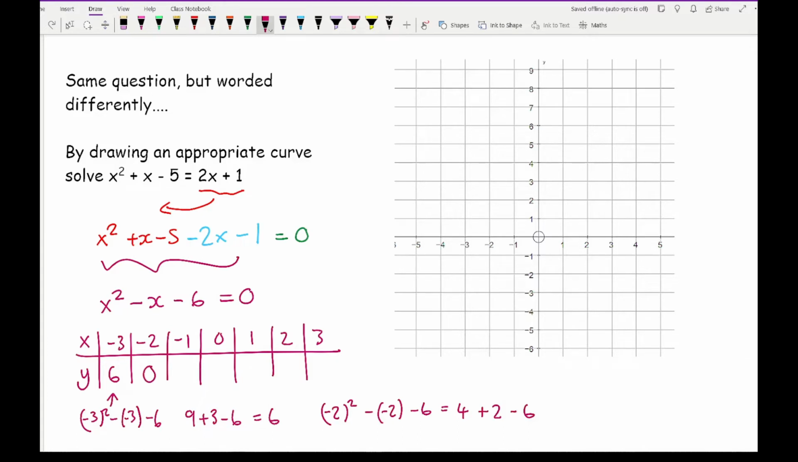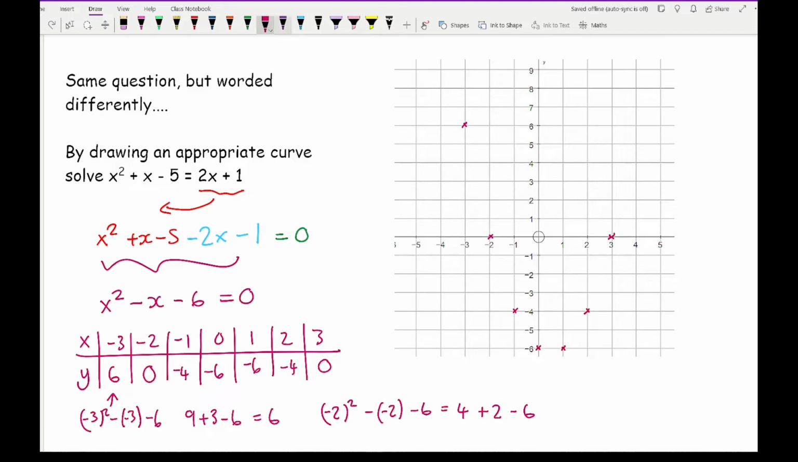And then filling in the rest, I should have -4, -6, -6, -4 and 0. So then plotting these coordinates, at -3 I've got 6, which is there. At -2 it's 0. At -1 it's -4. Then at 0 it's at -6. Then at 1 it's at -6. And then if I fill in the rest, I then get that.